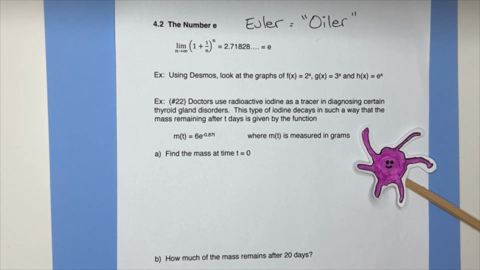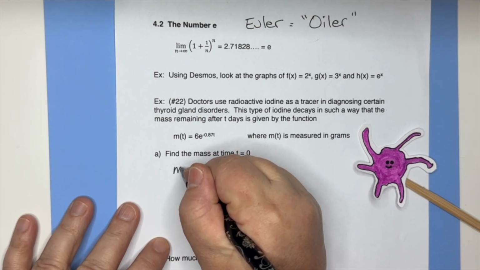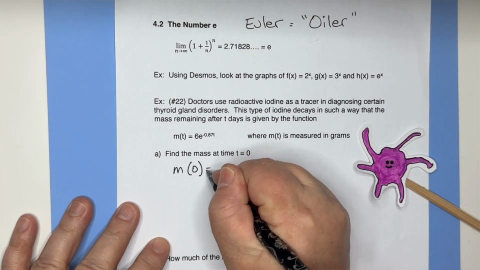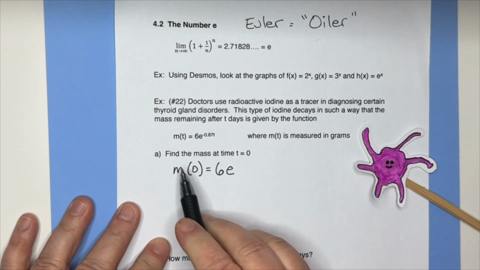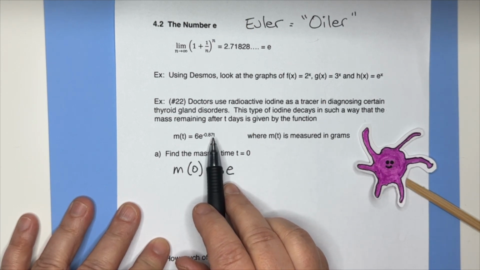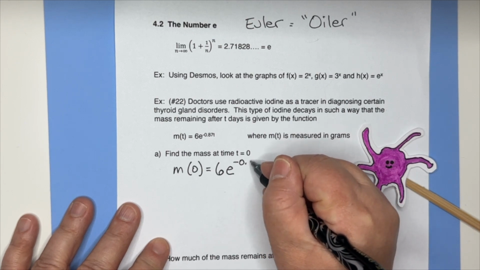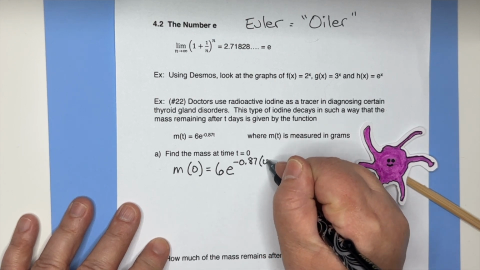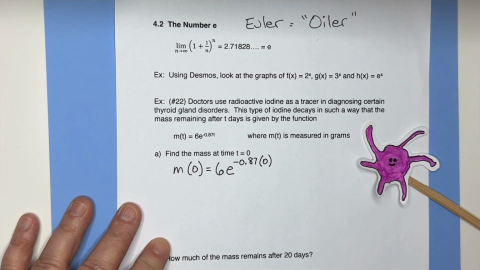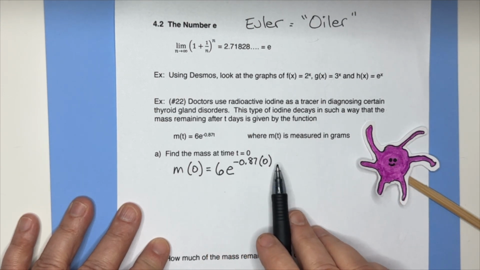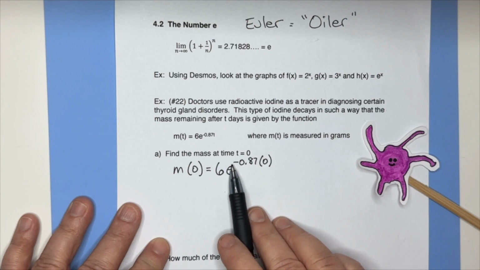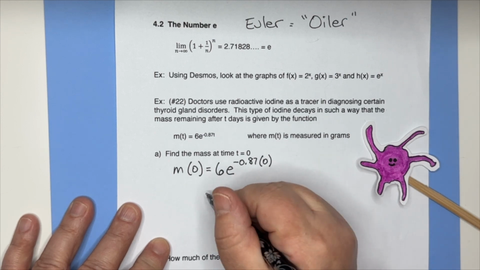Okay, so first off, we want to find the mass at time T equals 0. And I kind of gave that away in the graph, but let's pretend I didn't. And let's go ahead and plug in T equals 0 days. So this is kind of a gnarly looking number. It's not that bad. It's just how this particular substance tends to decay, tends to shrink. And I'm just going to plug in T equals 0 there. Now 0 times a negative 0.87 is just going to be 0.